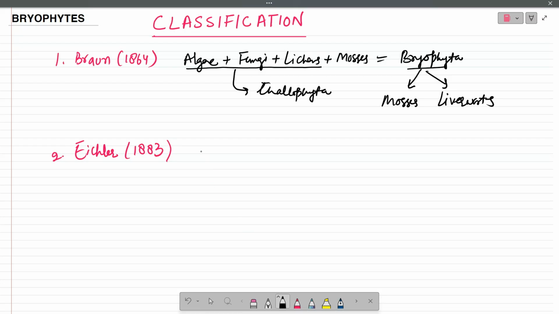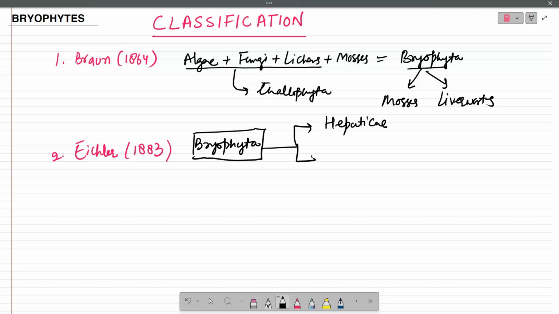He came along and he recognized two classes of Bryophyta. That is, the Bryophyta division was classified into two classes, that is, Hepatica and Musci. And then his student named Engler in 1892 subdivided these two classes into three orders each.